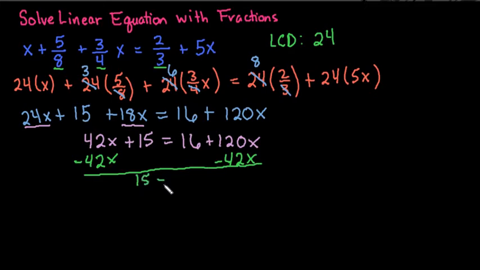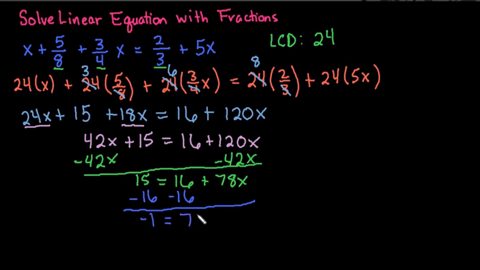So I have 15 equals 16 plus, since 120 is larger, we would end up with a positive sign. If 120 was smaller, then we would end up with a negative sign. So we end up with plus 78x. We would then need to move our constant terms over to the other side, so we would subtract the 16 from both sides. When we do this, we end up with -1 equals 78x.